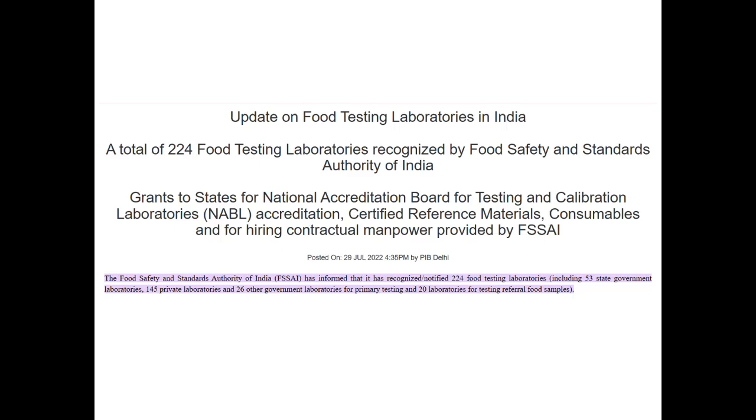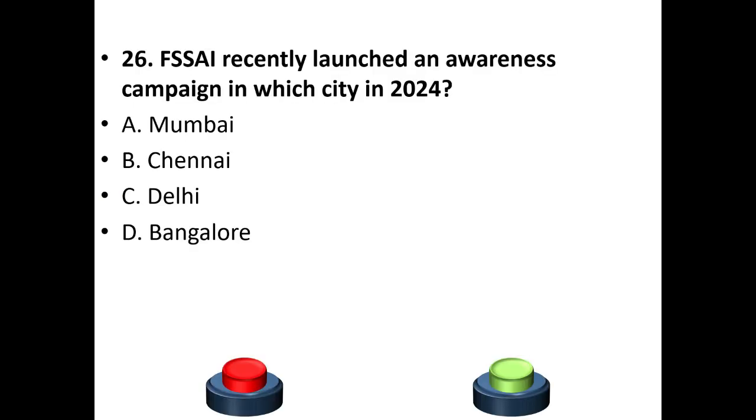Update on food testing laboratories in India released on 29 July 2022. A total of 224 food testing laboratories recognized by FSSAI, with grants to states for National Accreditation Board for Testing and Calibration (NABL) accreditation, certified reference materials, consumables, and for hiring contractual manpower provided by FSSAI. 224 testing laboratories, including 53 state government laboratories, 145 private laboratories, and 26 other government laboratories for primary testing, and 20 laboratories for testing referral food samples.